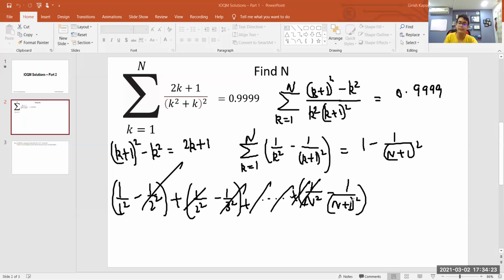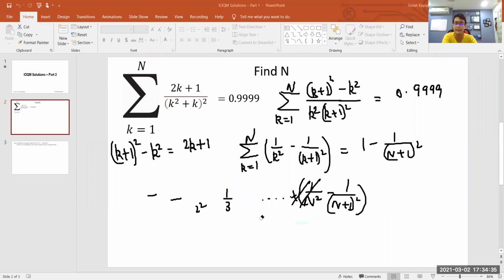Now you see why we call it a telescoping sum. Just the first and last terms remain. Everything in the middle is of no use to us and gets shrunk at the end.